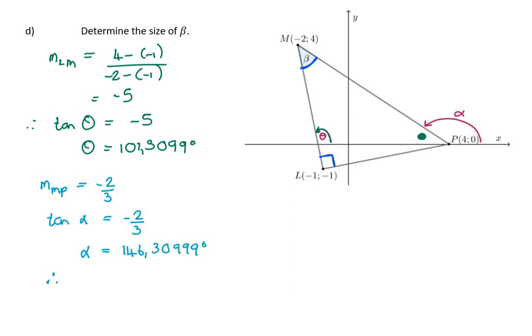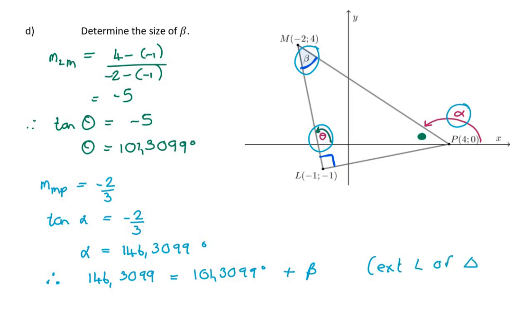And therefore, I suppose I could do exterior angle. I like to do exterior angle, so it means alpha is beta plus theta. So I could say that 146.3099 is equal to 101.3099 plus beta, exterior angle of a triangle. Therefore, beta equals 45 degrees because I subtracted.